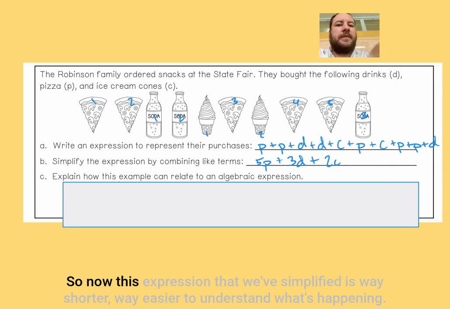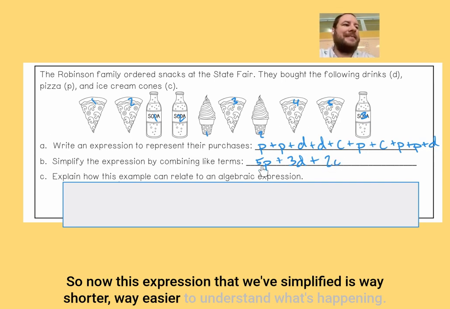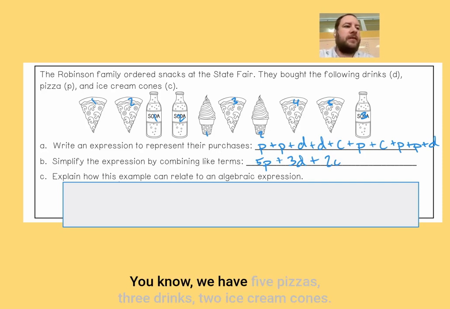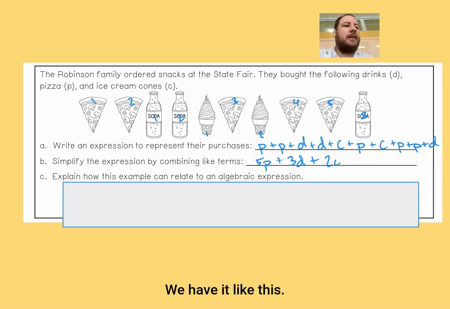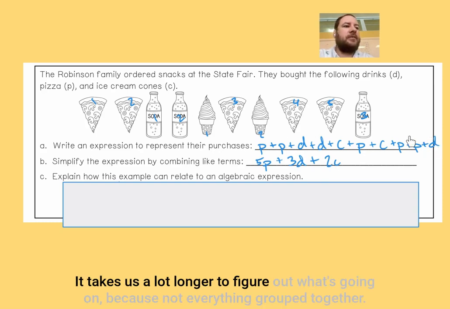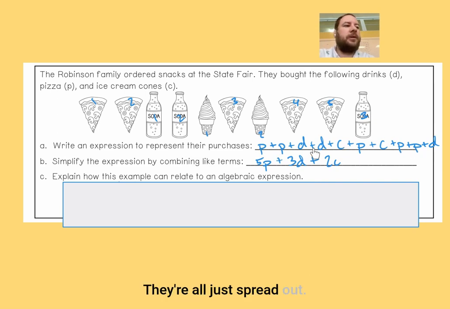Now this expression that we've simplified is way shorter, way easier to understand what's happening. We can look at this right away: we have 5 pizzas, 3 drinks, 2 ice cream cones. When we have it the other way, it takes us a lot longer to figure out what's going on because not everything is grouped together. They're all just spread out all crazy.